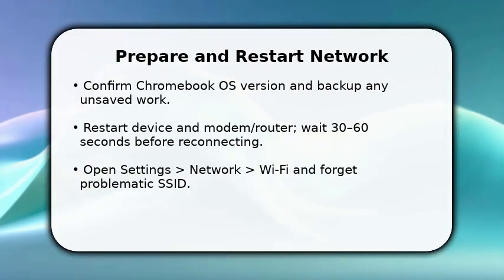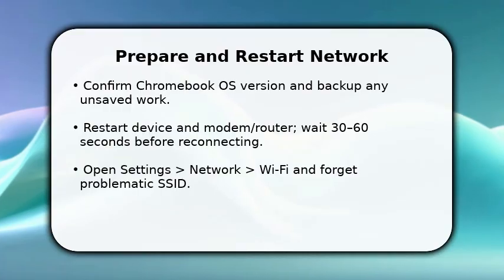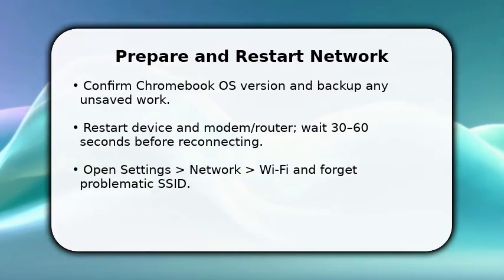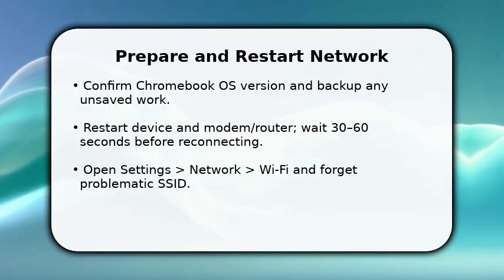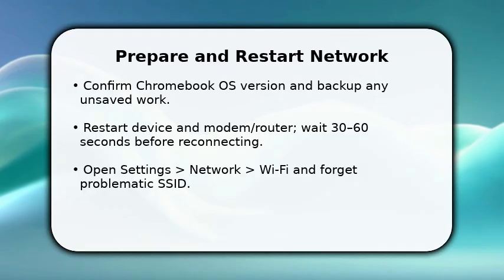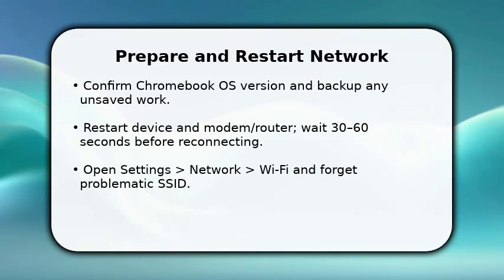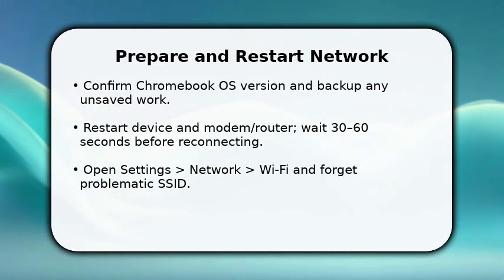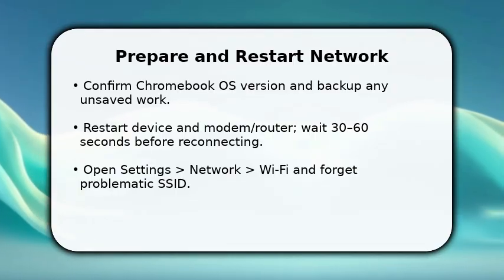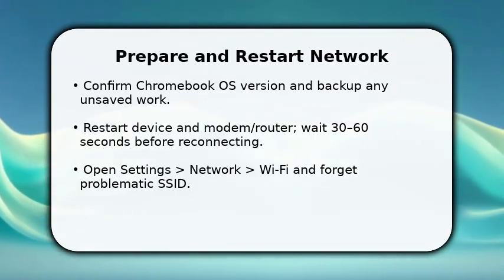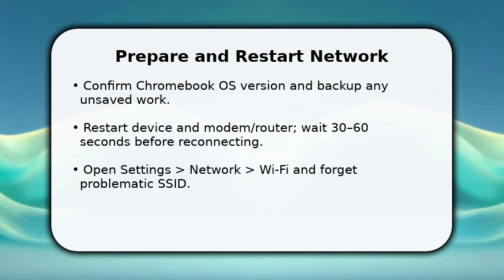You start by making sure the OS is current and your work is saved. Once done, power cycle both Chromebook and router: shut down, wait 30 to 60 seconds, then power back on. Make sure to forget the troublesome Wi-Fi SSID in Settings, Network, Wi-Fi. That removes saved credentials and clears cached config. You do this now to eliminate transient issues and stale keys, which is why restarting and forgetting the network are the first actionable troubleshooting steps.